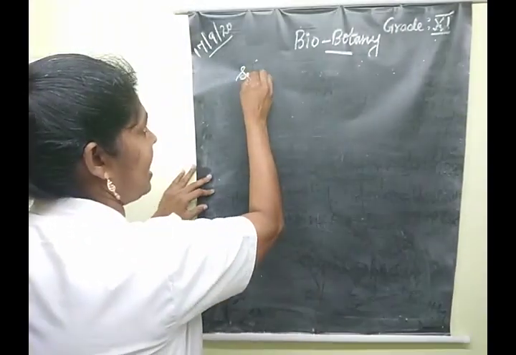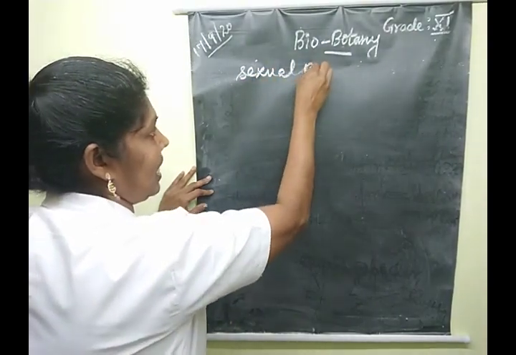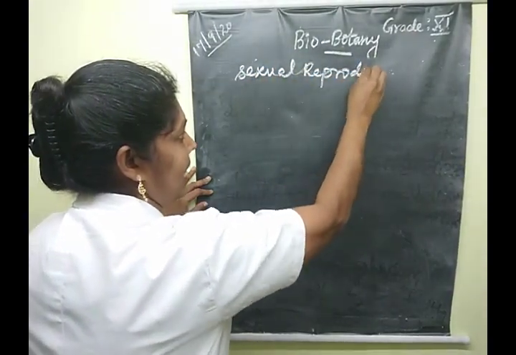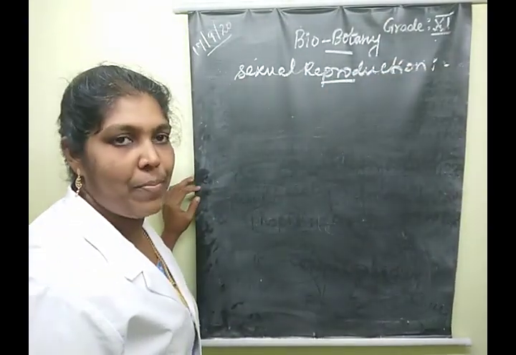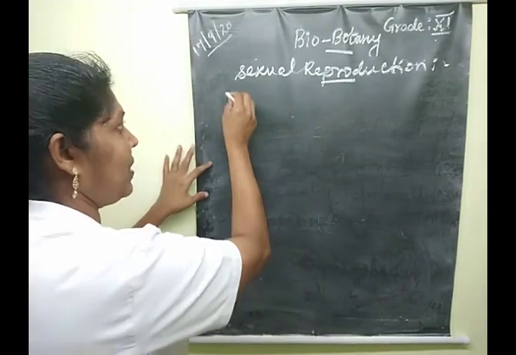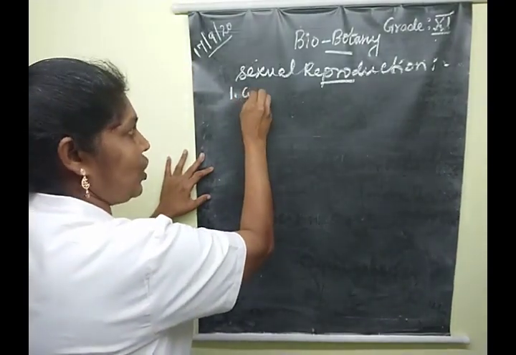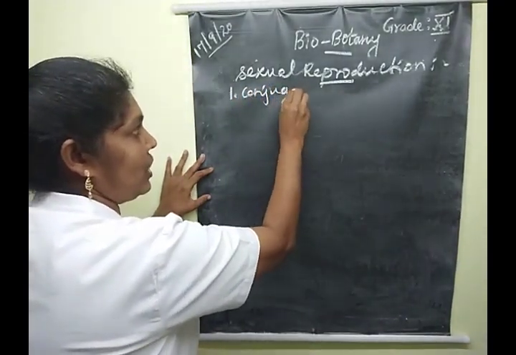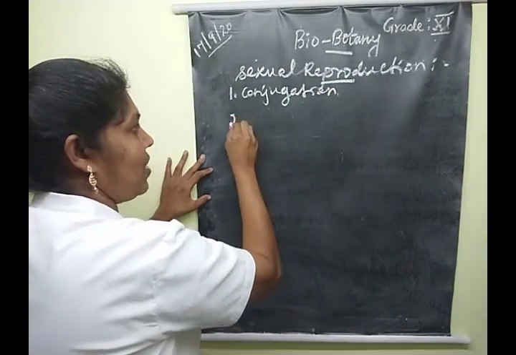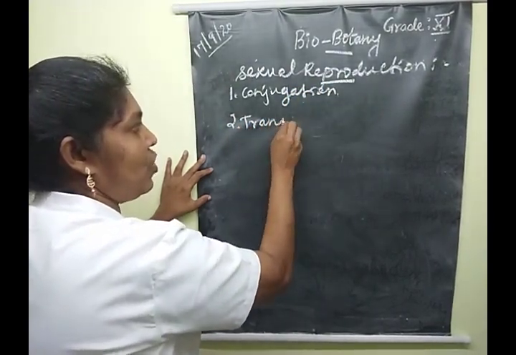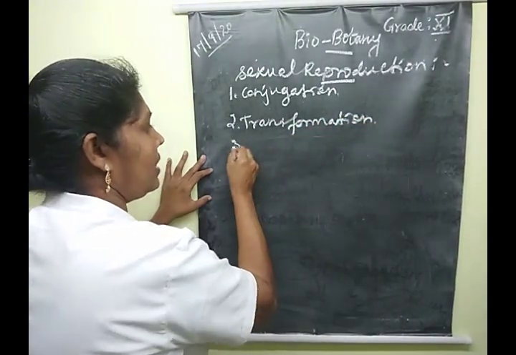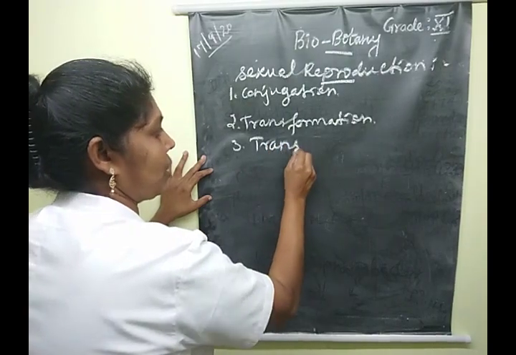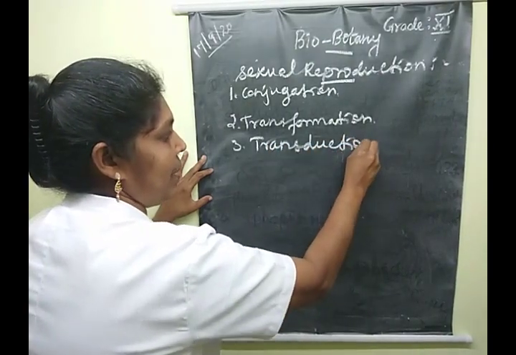Try it, children. Sexual reproduction in bacteria has 3 methods. What are the 3 methods? First one is conjugation. Very good. Second one, transformation. And the third one is transduction. Am I correct, children?